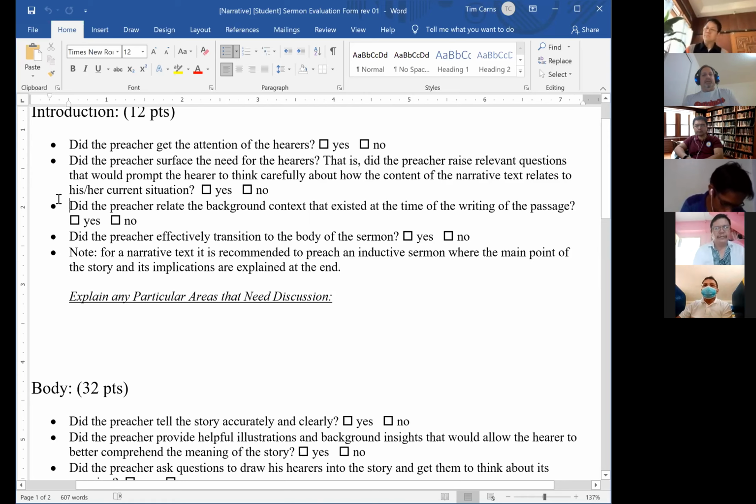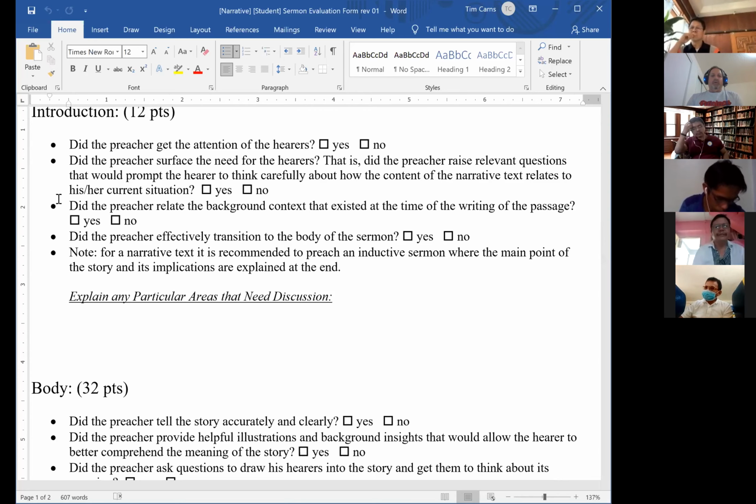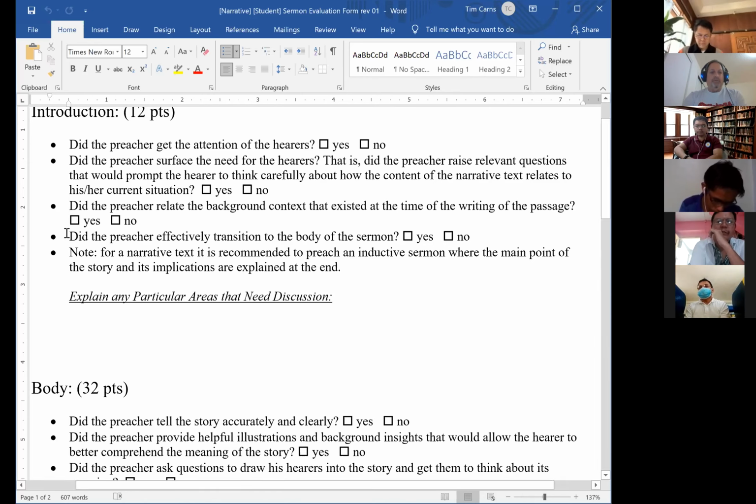Another important aspect, especially in narratives: once you've surfaced the need, you're now drawing them to the passage specifically. And so sometimes it's important to introduce that passage, to introduce the background context, those elements that are going to be helpful in giving us the setting of the passage. And that's part of the fourth one, which is the transition to the body of the sermon. So you're drawing them towards the text.